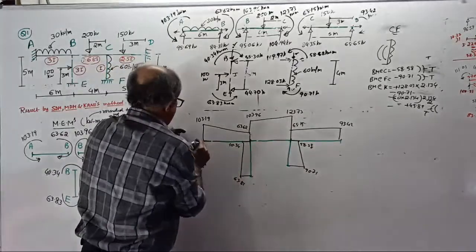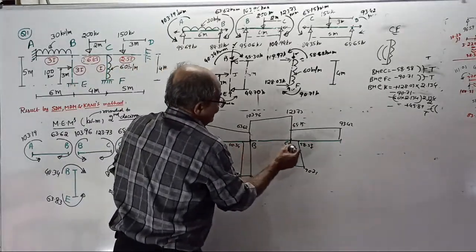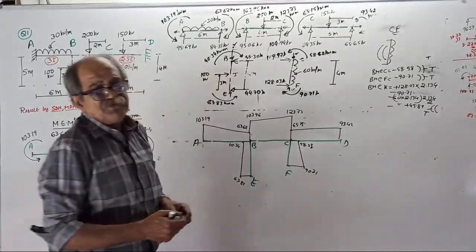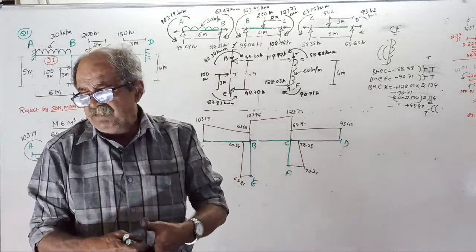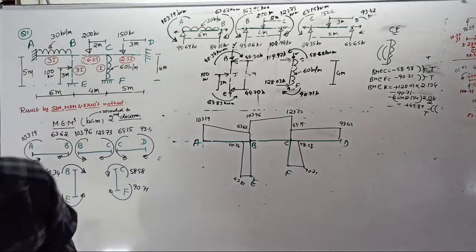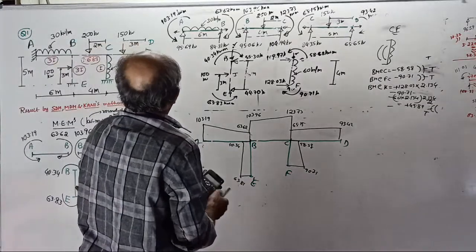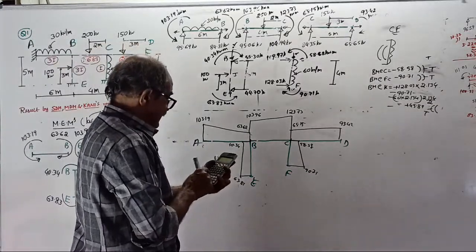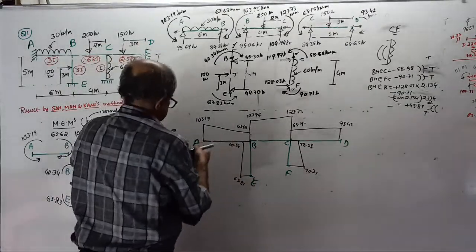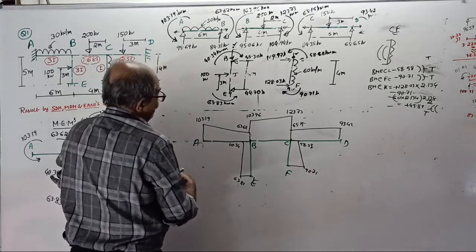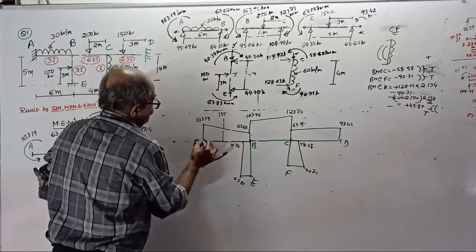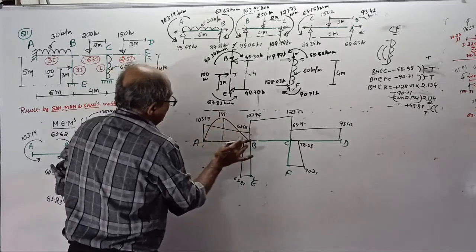See, this is point A, this is B, this is C, this is D, this is E, this is F. Superimpose the BMD for the simply supported beam. There you have to plot on the loaded side. Now easy for UDL, WL square by 8: 30 into 6 square divided by 8 is 135 here, at the center.